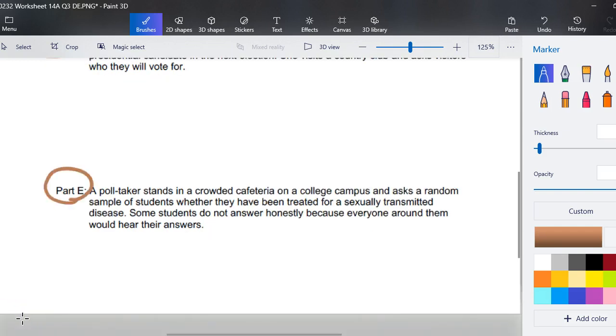So finally on this question, Part E, a poll taker stands in a crowded cafeteria on a college campus, and they ask a random sample of students, so the random's good, whether they have been treated for sexually transmitted disease. Some students do not answer honestly because everyone around them would hear their answers. Is this sampling bias? Well, it's not sampling bias. The sample was chosen randomly. However, the students really may not answer honestly if others can hear them because it might be embarrassing.